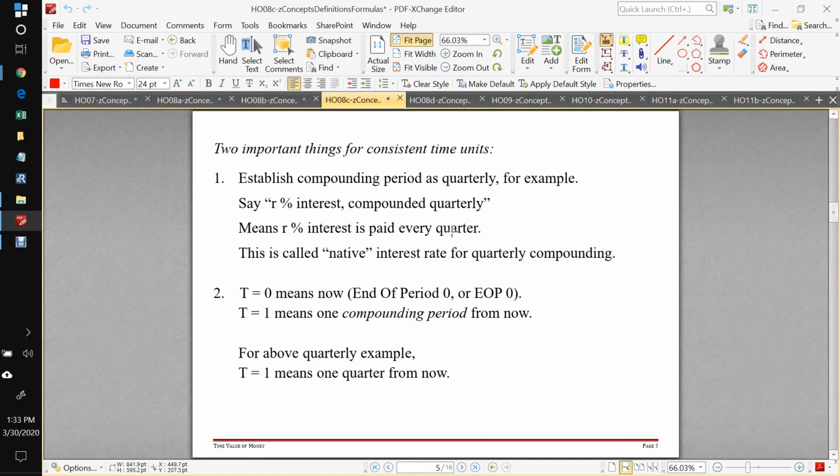So a couple of important things. If we're establishing a quarterly compounding period, for example, we say r% interest compounded quarterly. That means this interest is paid every quarter, and we call this our native interest rate for quarterly compounding. And in using this quarterly example, t equal 1 would mean 1 quarter from now, but in general, t equal 1 is going to mean 1 compounding period from now. So if we were working with monthly compounding, t equal 1 would mean a month from now. With semi-annual compounding, it would mean 6 months from now. And t equals 0 always means end of period 0.